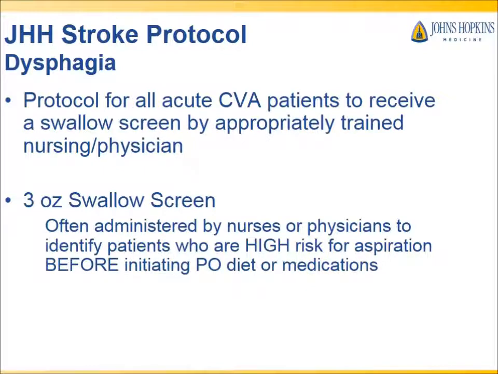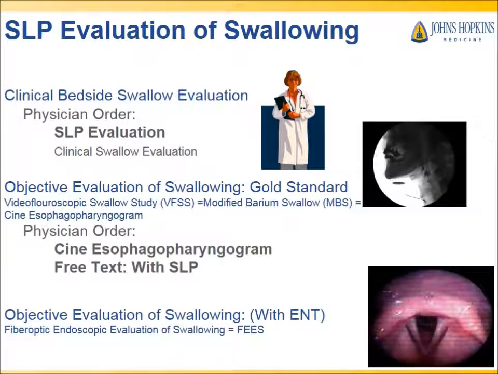The protocol is used for all acute stroke patients. Each patient receives a 3-ounce swallow screen by a nurse, resident, or doctor who is trained by the speech-language pathologist. This screen is administered in order to identify the patients who are at high risk for aspiration before initiating a diet or administering medication. A physician's order is required for speech-language pathologists to complete a swallowing evaluation.